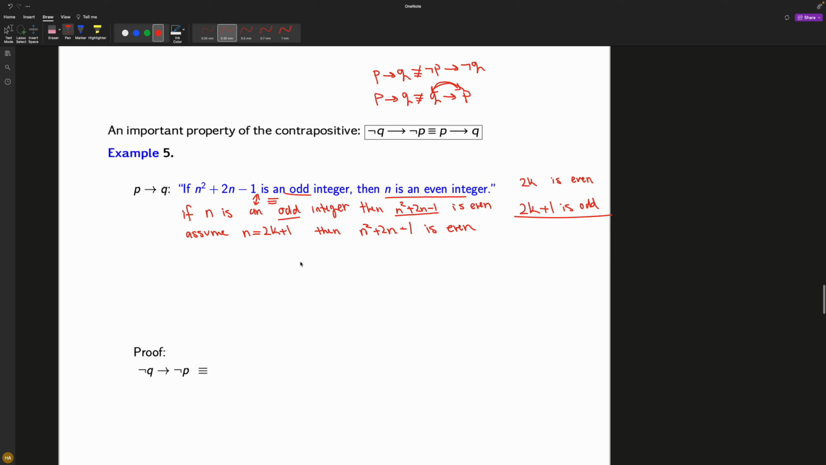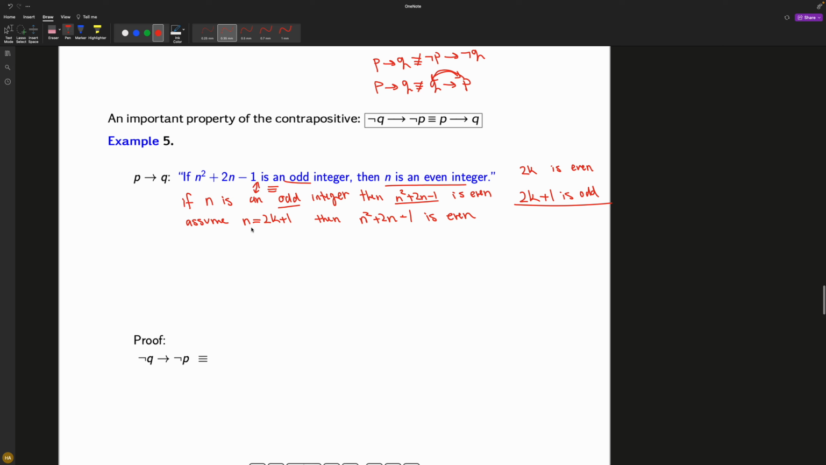Haven't really changed much. Now, remember, if n equals this, what happens if I take this and sub it in here? That's really what I'm going to do. I'm going to take it, sub it in. So (2k plus 1) squared plus 2 times (2k plus 1), and then plus 1. Okay, so let's just simplify it.